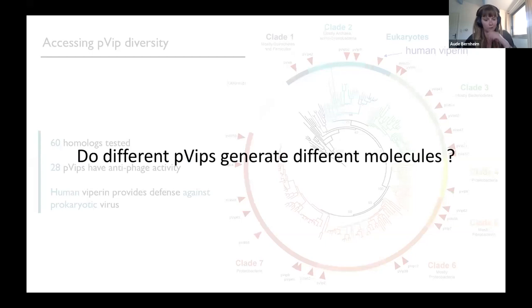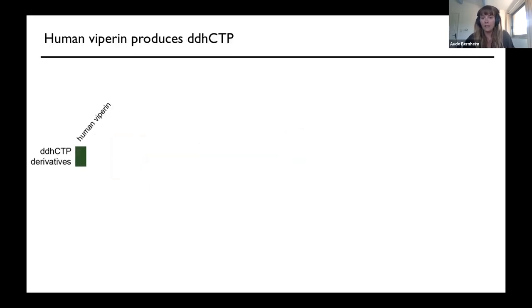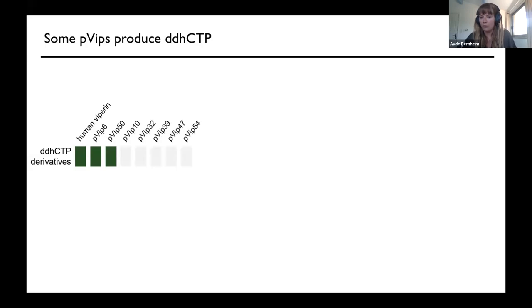And so that's the next question we asked. Do they generate different types of molecules? And so for this, we turned to mass spectrometry. So we took cells, grew them, and then we pelleted them, and we only took the intracellular lysate where we expect to find the molecule, took only the small fraction, and submitted it to LC-MS for untargeted metabolomics. And I won't go into the details of these experiments, just show you the summary. But first, we were super excited because we didn't know if it would work out to see these molecules in that manner. And the human viperin served as a wonderful positive control, and we were able to detect ddhCTP. And actually, on the tree, right next to the human viperin, sit other types of viperin, such as PVIP-6 and PVIP-50, and both of them also produce ddhCTP. But many other viperins didn't produce ddhCTP.